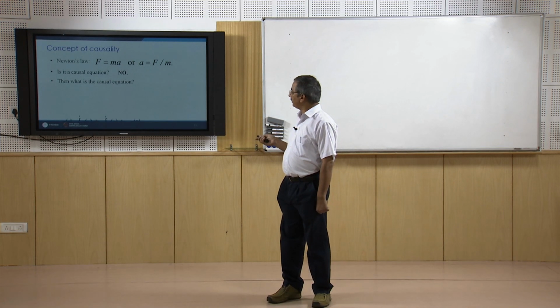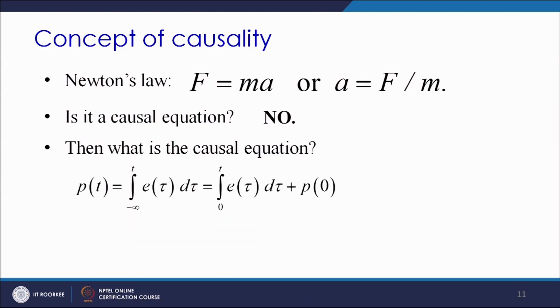So, if I write this equation in this form, that is momentum is equal to the integral of the effort, from the limit minus infinity to t, or I can write it from 0 to t plus a certain initial value. Now, in this case we can say that the effort is being integrated and a momentum is being generated. So, effort is the cause and the momentum is the consequence. This type of equation is what is called a causal equation.